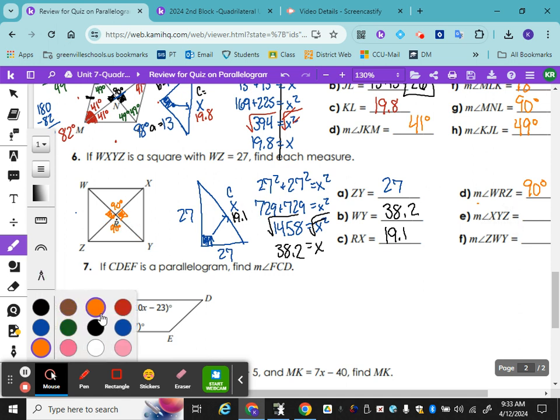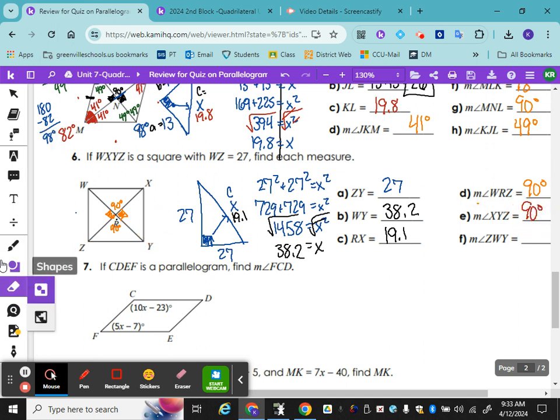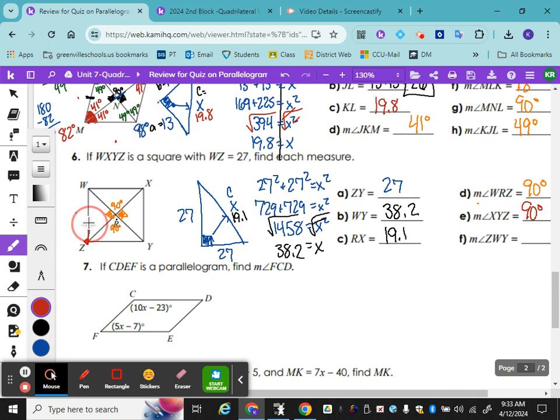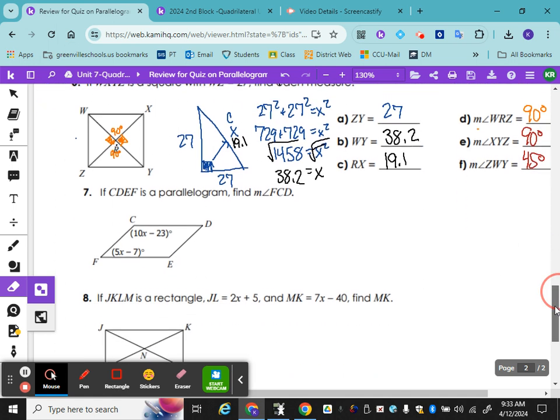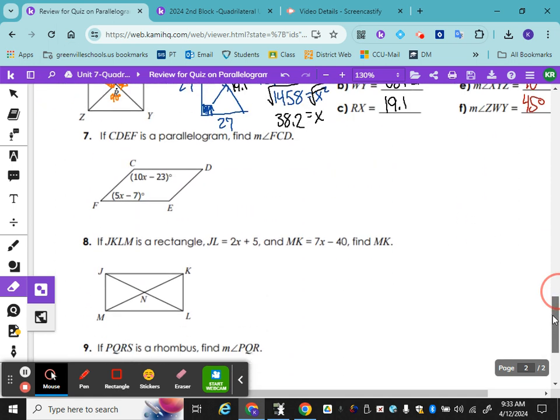X, Y, Z. X to Y to Z. Is that the whole angle or half angle? That's the whole angle. 90 degrees. Z, W, Y. That's not the whole angle. That's acute. That's your 45 degrees. If it was ZWX, that would be the entire angle, but it's not. So there you go. All right. 3 more.